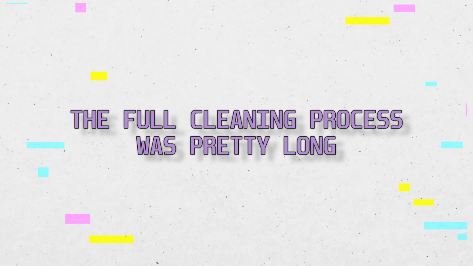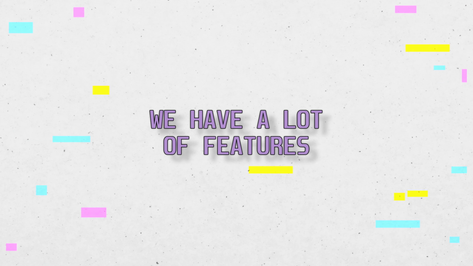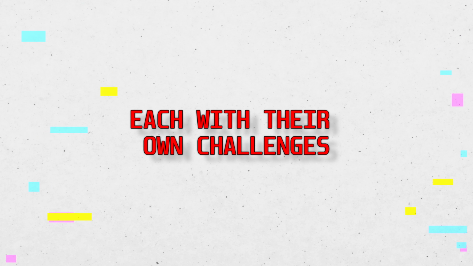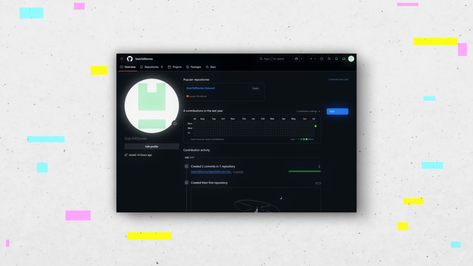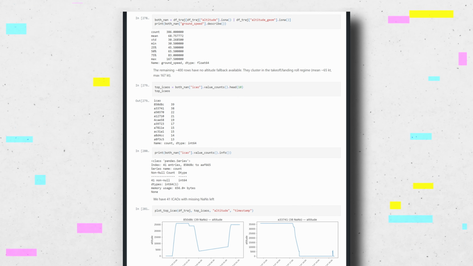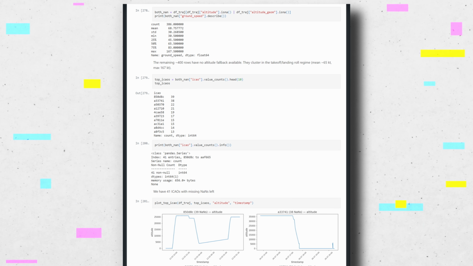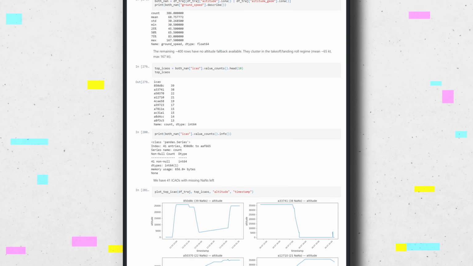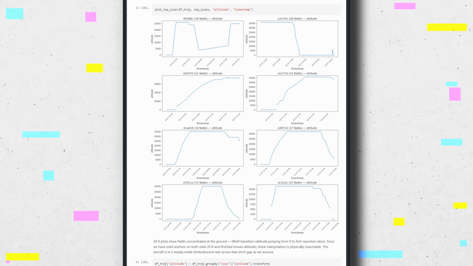Now, as you can imagine, the full cleaning process was pretty long. We have a lot of features, each with their own challenges. Showing every single step would go way beyond the scope of this video. So if you want to see the complete cleaning pipeline for every feature, check out our notebooks on GitHub, linked in the description. Alright, let's move on to the next chapter.